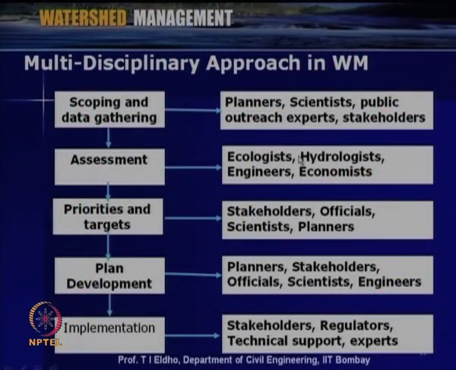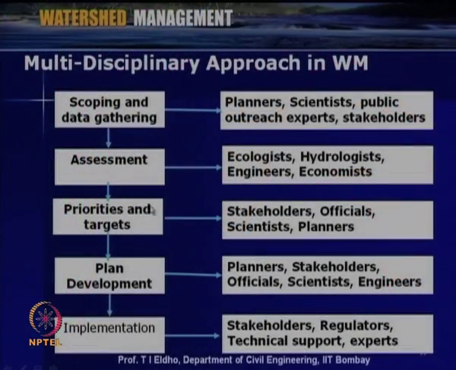So, as far as assessment is concerned, ecologists can come together, hydrologists can come together, and then with the help of engineers and economists, we can define appropriate plans and then we can assess the various problems or various issues. And then the next stage is priorities and targets. So, you can see that for any area as far as a watershed management plan is concerned, the available money to spend or the resources to be utilized will be limited. So, we have to prioritize.